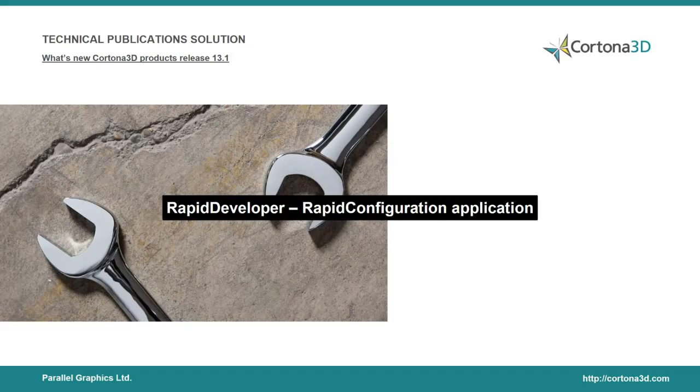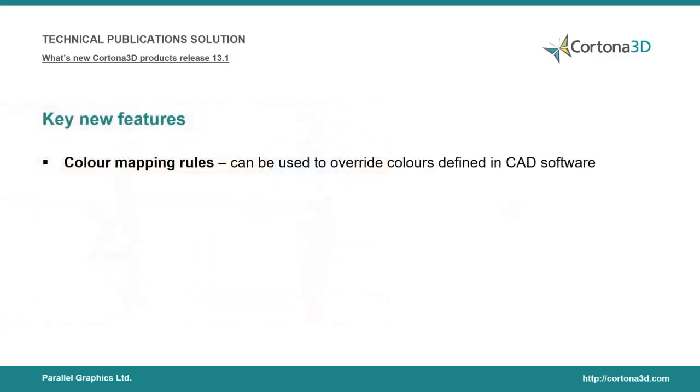In terms of changes in Rapid Developer, specifically the Rapid Configuration tool, some of the major ones is the ability to override colors in import profile. So instead of assigning colors manually in RapidAuthor, you can do this via import profile.